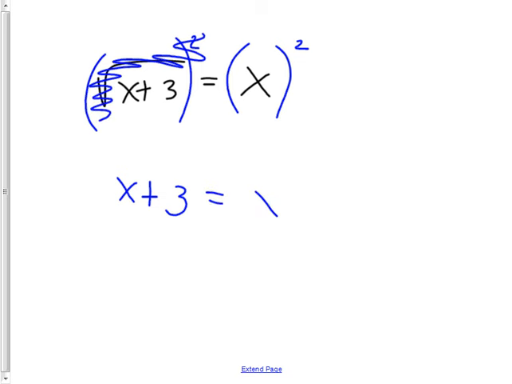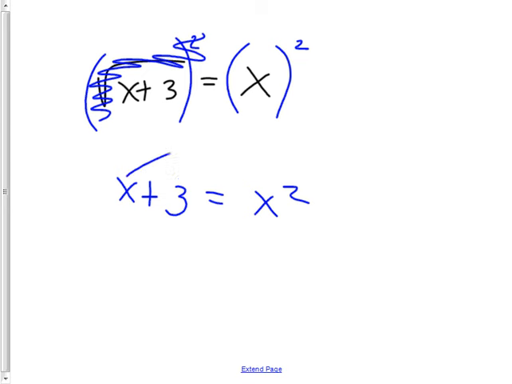x plus 3 equals x squared. And now, how do you solve this kind? Well, if you were graphing, you could graph both sides and see where they cross. Today, you're not graphing. So today, you have to solve it and set it equal to 0. Do you remember how if they're equal to 0, then you can factor them, and if they don't factor, you can use the quadratic formula? All right, so I'm going to set it equal to 0.